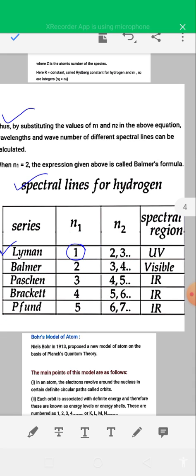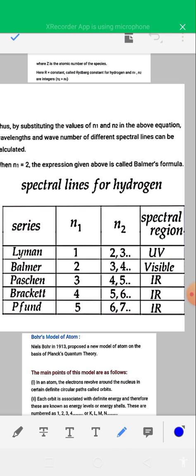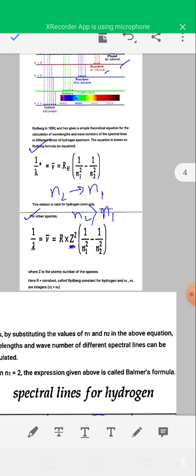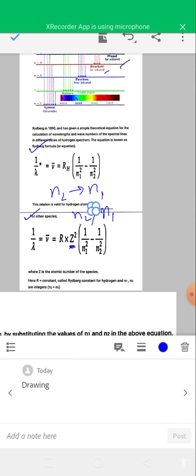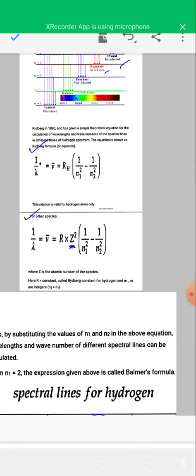So you have to remember this table: from which energy level to which energy level the electronic transition occurred, the corresponding name of this series, and the spectral region. And some numerical problems you have to solve. You have to calculate the wavelength and wave number of a spectral line based on the Rydberg equation.